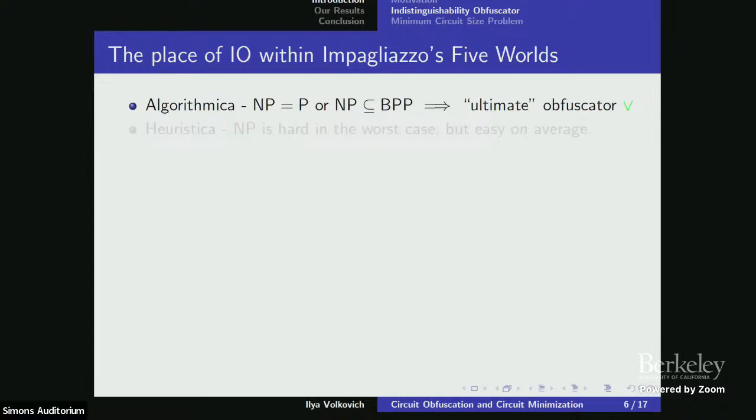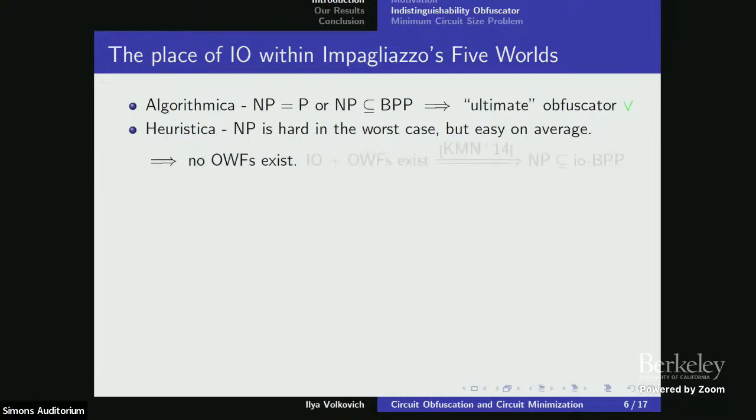What happens if you go down the list? So Heuristica is the place where we have NP-hard in the worst case, but it's easy on average. In particular, we don't have one-way functions. So by combining some previous results, in particular Komargodski et al., it's a good reference: if you have IO and one-way functions, you basically get that NP is in io-BPP. By the way, not to confuse, this small io is infinitely often, and this IO is obfuscation.